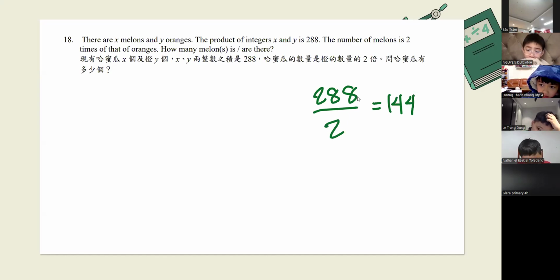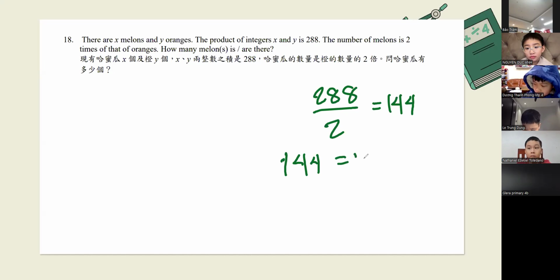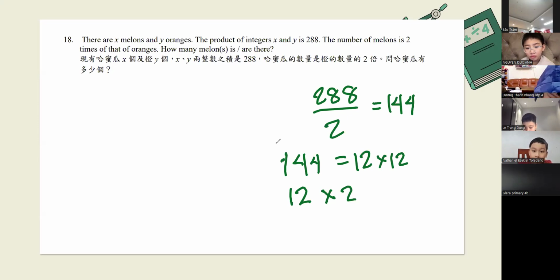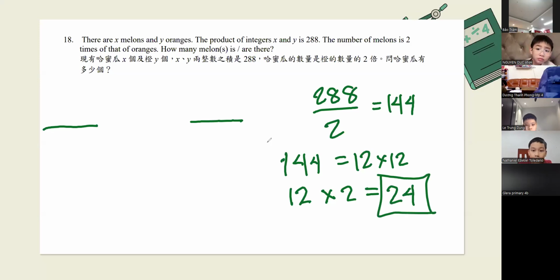Now, that 144 is equal to 12 times 12. Let's just have 12 times 2, because you know that the number of melons is 2 times that of oranges. So 12 times 2 is 24. So 24 is our answer.